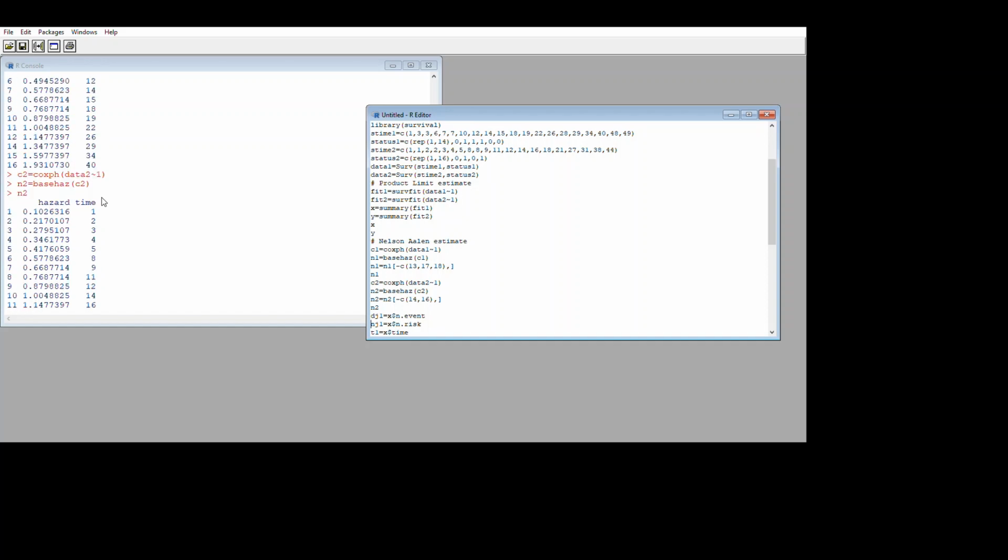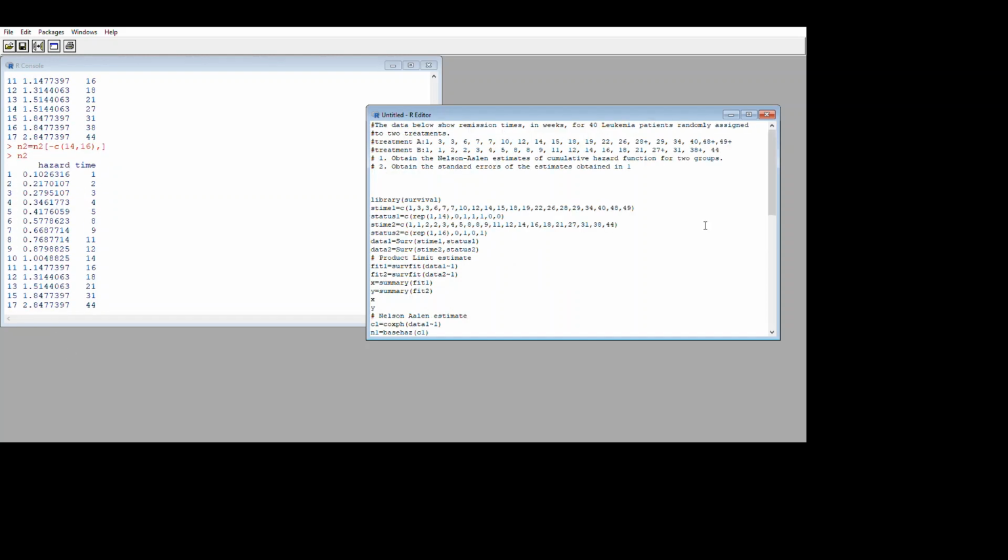The first data frame gives the Nelson-Aalen estimate for treatment A, and the second table gives the Nelson-Aalen estimate for treatment B. Now we have to find the standard errors of the estimates. For that, let us give the command dj1 equal to x$n.event.